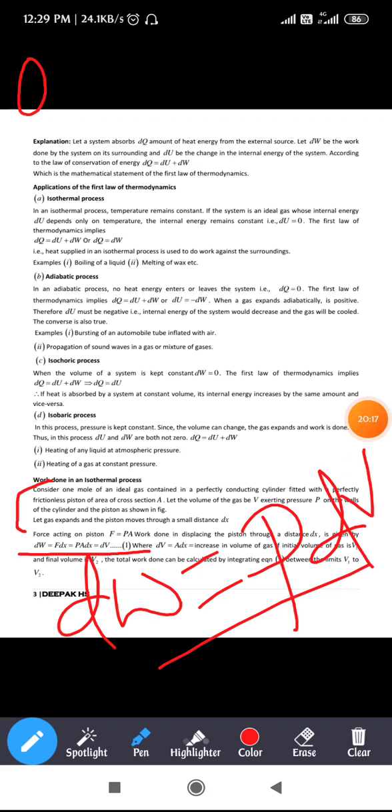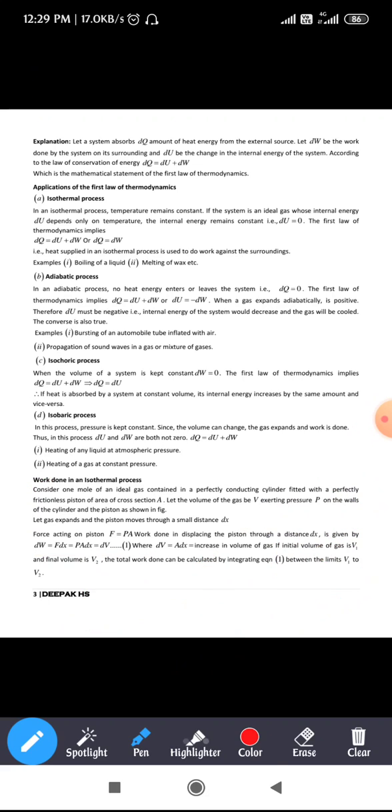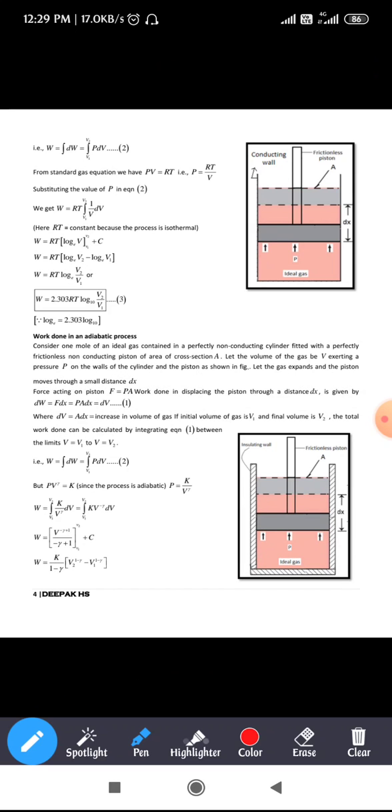This is the work done, right? There is a printing mistake, it has been given dW is equal to dV there. So dW is equal to PdV is our first equation. We are integrating this equation 1 with the limits. So that is W is equal to the integral of V1 to V2 PdV, where V1 is the lower limit and V2 is the upper limit.